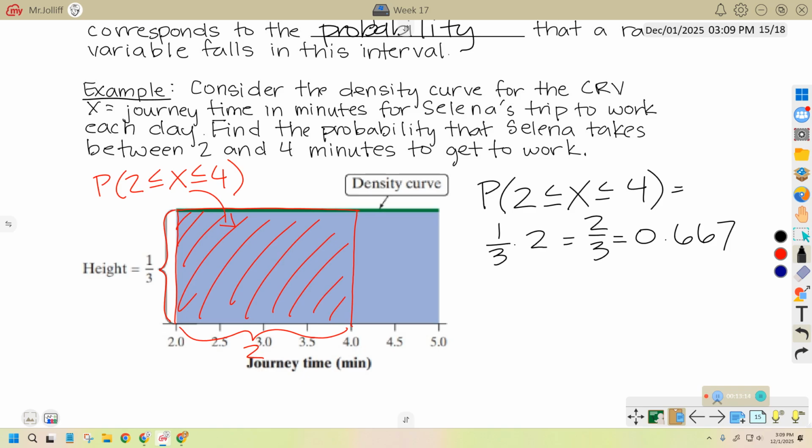The question is, what if my graph is not nice and pretty like this? What do we do? Before we do that, let's name this curve. This shape is a very specific shape. This type of density curve that forms a flat line is called a uniform distribution. Not terribly common, but it does happen. Uniform distributions pop up anytime every single outcome is equally likely.